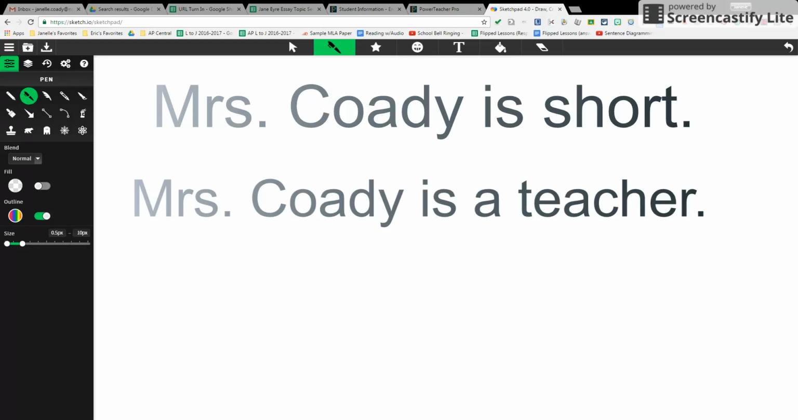In the second sentence, Mrs. Cody is a teacher. That is also a complement in terms of grammar. In this case, it's a noun. Teacher is a noun that could replace Mrs. Cody because I could flip the sentence around and say, Mrs. Cody is a teacher, a teacher is Mrs. Cody. We call that a predicate nominative. So nominative, just like noun, both start with an N.